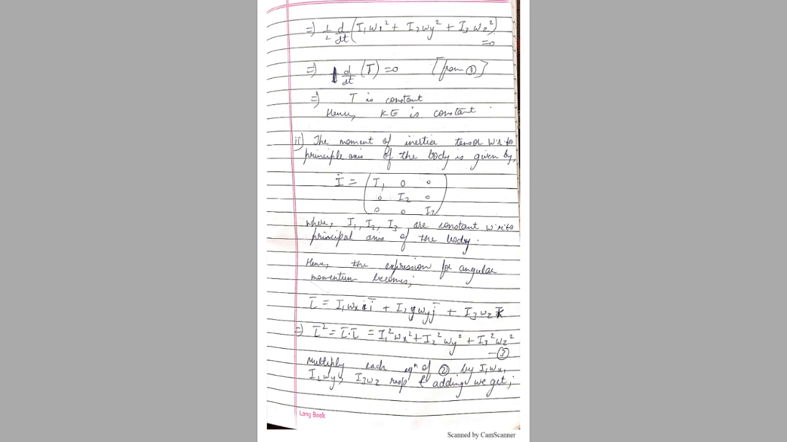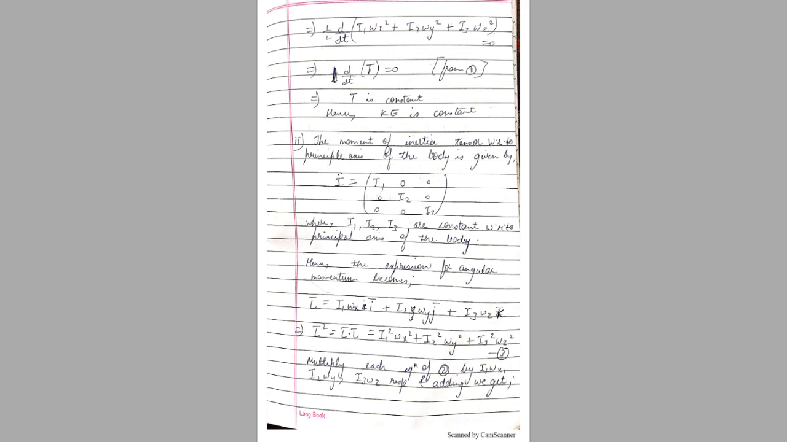Now L bar square would be L bar dot L bar, and you know the dot product of two vectors a bar dot a bar is very easy. So I1 into omega x square plus I2 into omega y square plus I3 into omega z square. When you multiply, the i coordinate will multiply with the coordinate of the unit vector i, because when you multiply i dot j it becomes 0. You will get to know the dot product is really easy. You have done it in 12th standard already. So L bar square equals L bar dot L bar, which is this equation.